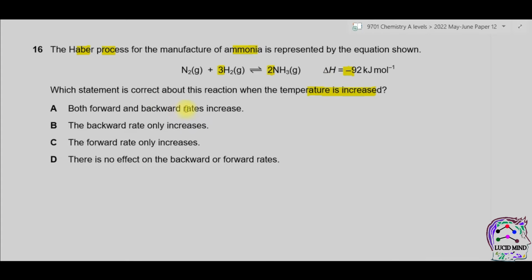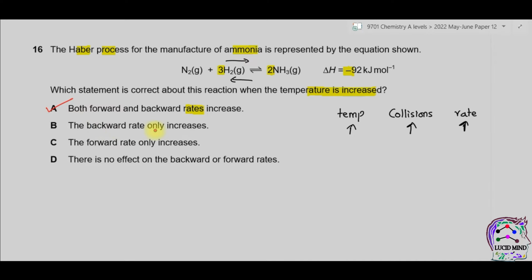A. Both forward and backward rate increases. Now they are asking about the rate of reaction. What is the rate of reaction? Rate of reaction depends on the intermolecular collisions. So when temperature increases, the collisions increase. If collisions increase, then obviously the rate of reaction will also increase. So the reaction rate should increase in the forward direction. It should also increase in the backward direction, because temperature affects all the molecules, not specific ones. So A seems to be correct.